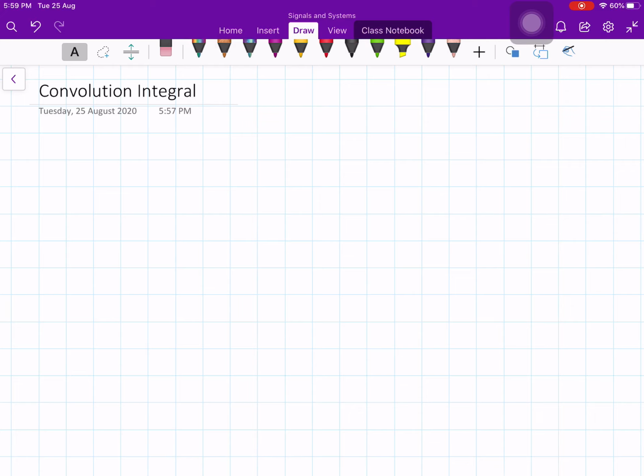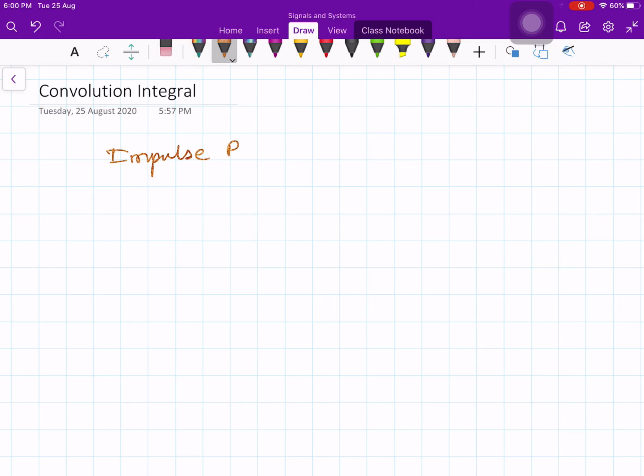Convolution sum and some examples related to discrete time signals and discrete time systems. Now let us focus on continuous time systems, and of course the input is a continuous time signal. So first let me discuss impulse response for continuous time systems.